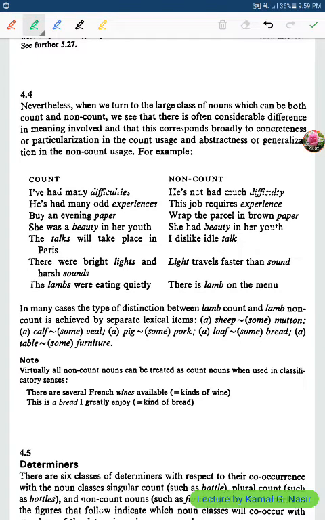Okay? Now we come to what? Do we take the determiners or we leave them for the common lecture? Okay, leave the determiners for the common lecture. Thank you very much.